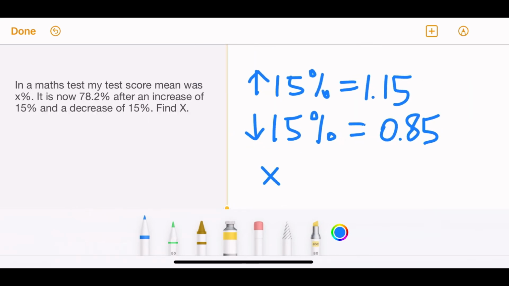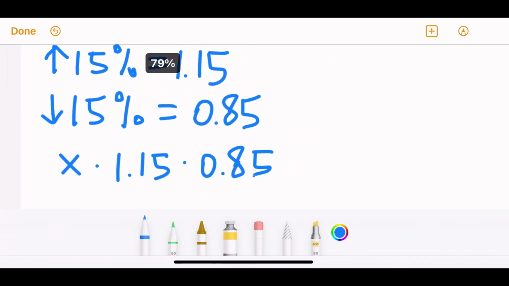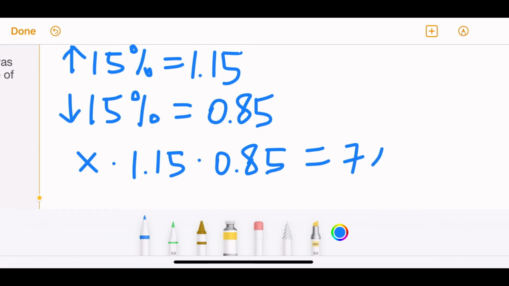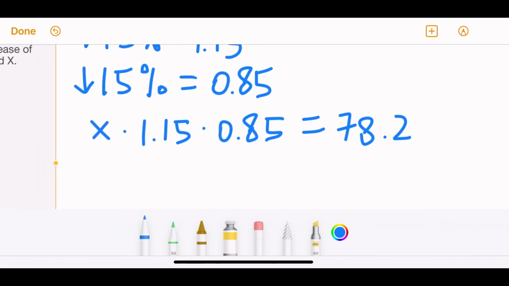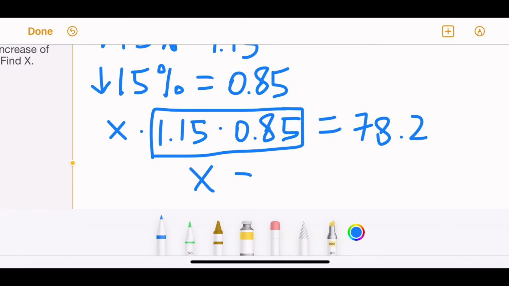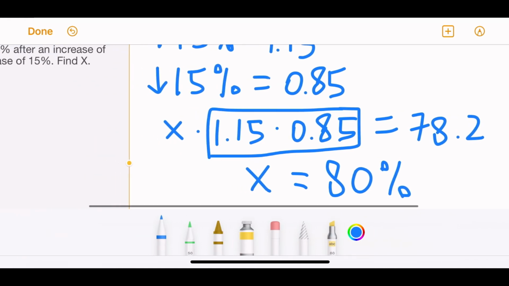Let x be the original value multiplied by 1.15 and then multiplied by 0.85. And then we will get 78.2. In order to find x, we're working backwards, so we're going to divide both sides by 1.15 multiplied by 0.85. And we will end up with an answer x equals 80%. And that's it. Our final answer is 80%.